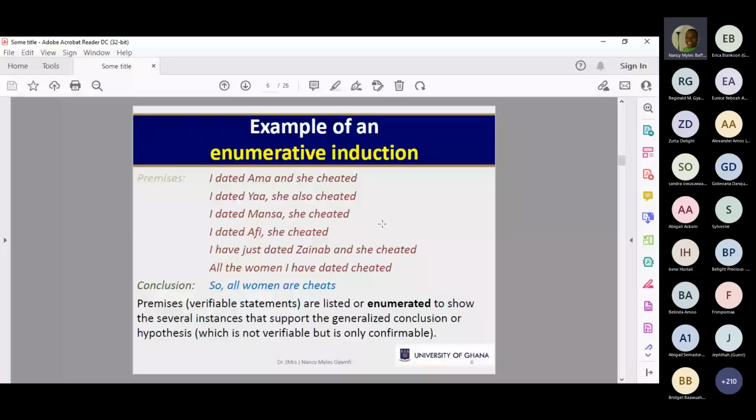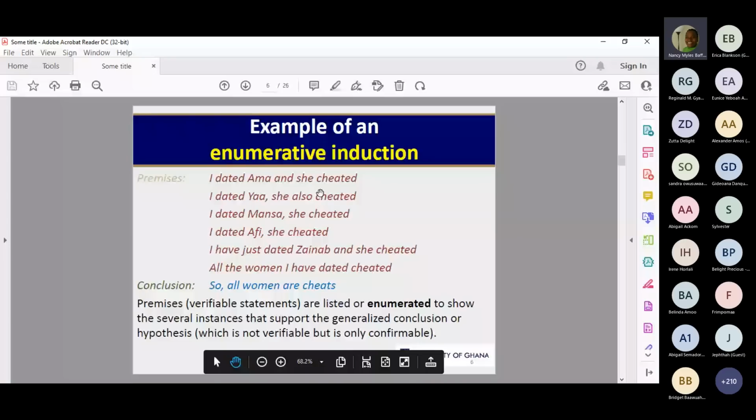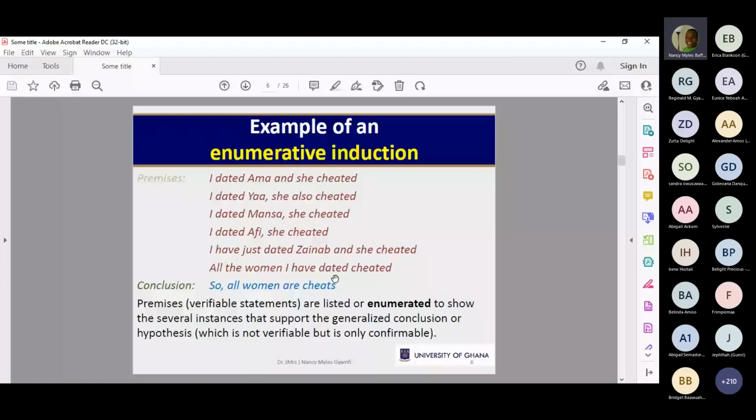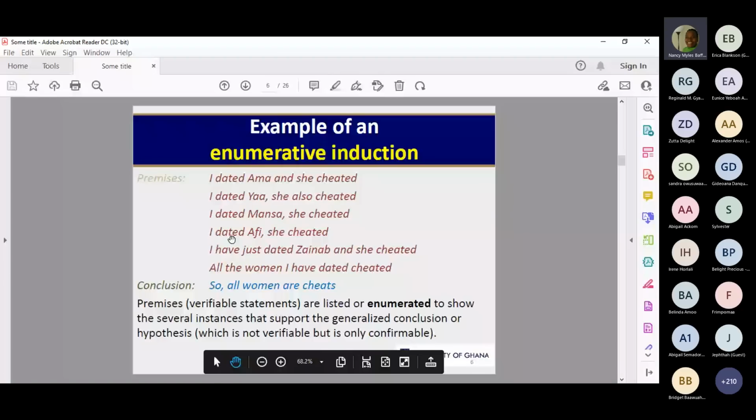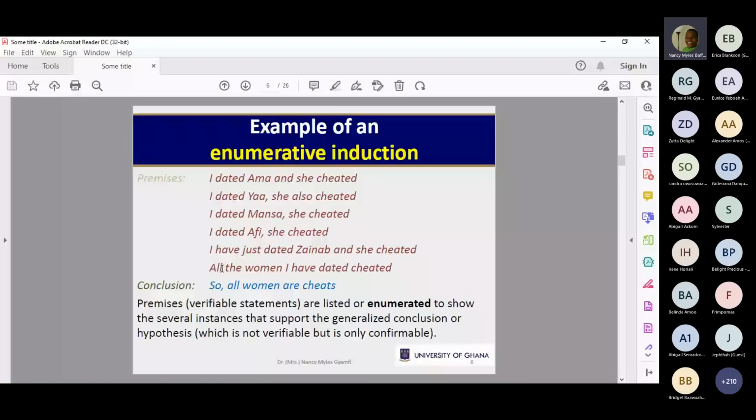I just want to point it out to you. So look at your screen where you have several instances like this, and you use it to support your general claim. We say you are reasoning inductively. Which type of induction is this? This is an enumerative induction. Okay, sometimes you don't count it like this. You don't enumerate, you don't list them several. Sometimes you only summarize. So I could have just said, all the women I have dated so far cheated.